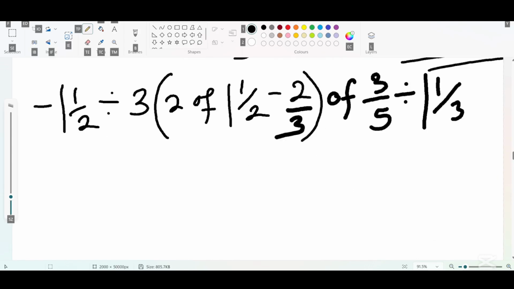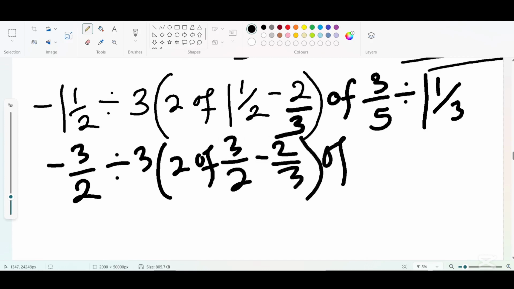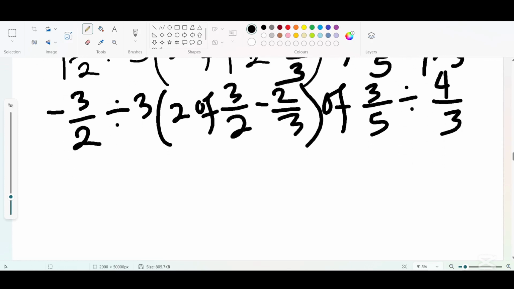So okay, given this expression, we want to solve this using the BODMAS rule. The next thing we want to do at this point is to resolve the brackets. Inside the brackets, we also need to apply the BODMAS rule, which means we do of before we do subtraction. But first of all, we can change the mixed fraction to an improper fraction. So this is going to be minus 3 all over 2 divided by 3 all over 2 of 3 all over 2 minus 2 over 3 of 3 over 5 divided by 3 times 1, 3 plus 1, 4 all over 3.